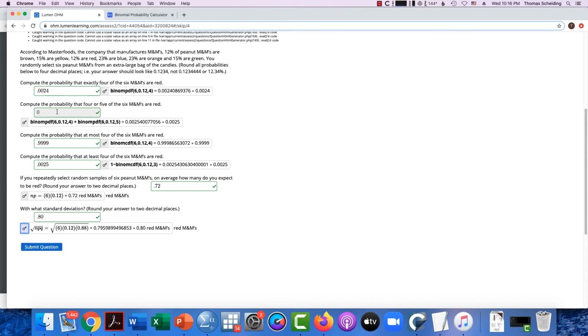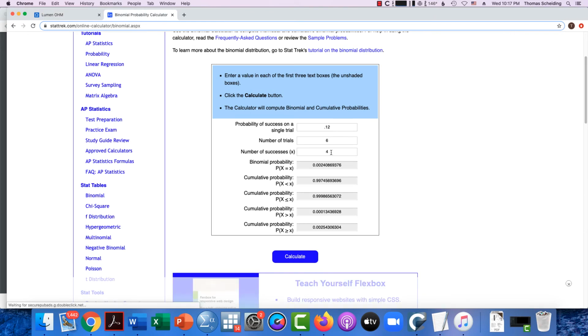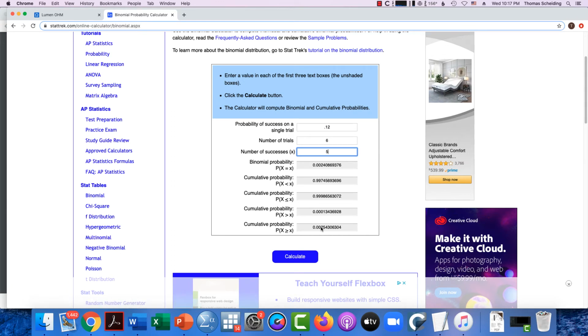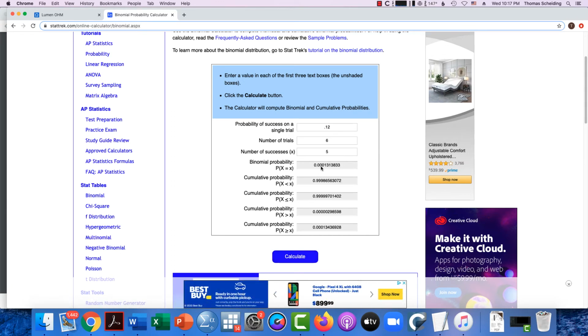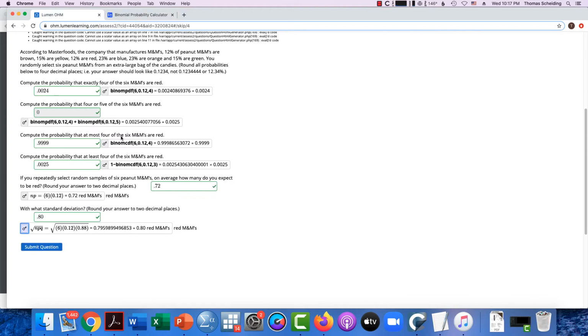Now, in terms of the probability that 4 or 5 of the 6 are red, what I need to do is change it to 4, and then change it to 5. I need to add those 2 up. When I add those 2 up, I get, in this case, 0.0025, which is our correct answer. So all I had to do was go back to 4, and change this to 5, 0.00013. If I add those 2 together, I'm stuck with 0.0025, which is essentially 0.